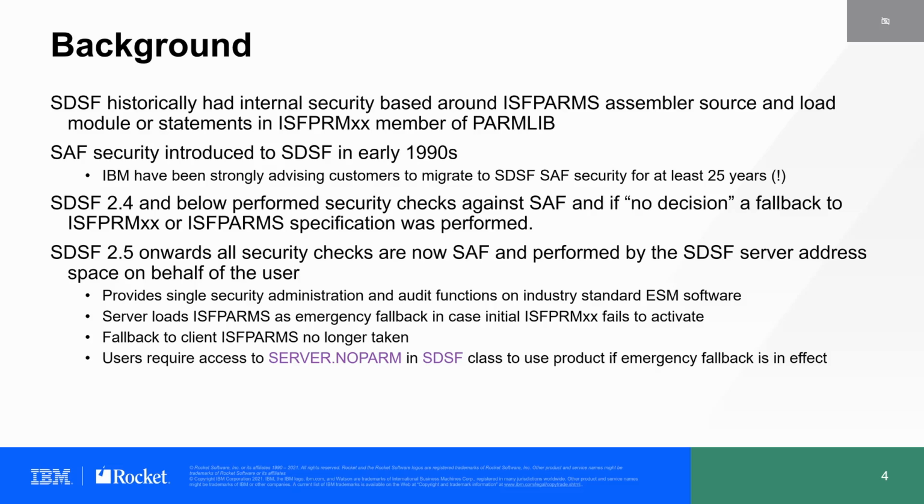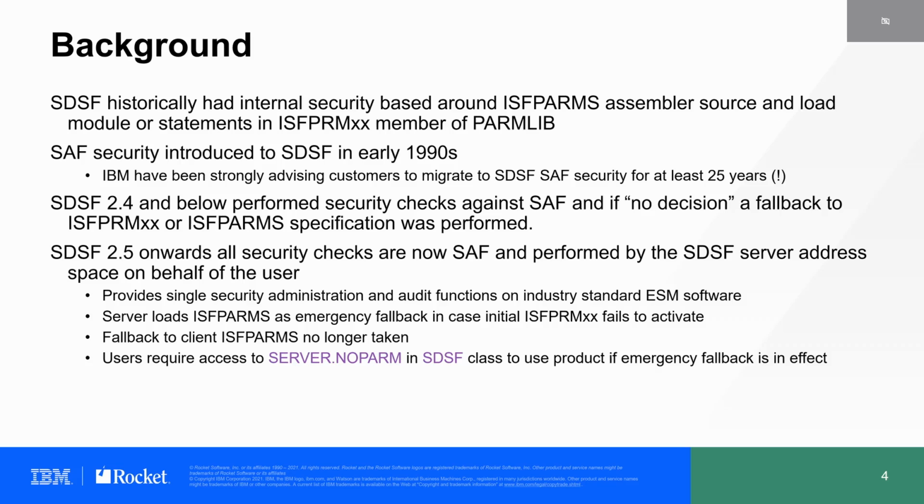and if we get a no decision back from SAF, which means that SAF could not make a decision for some reason, we would fall back to what you specified in either your ISFPRM-XX PARMLIB member or your old ISFPARMS load module. But in 2.5 onwards, we now only do security checks via SAF. And these security checks are actually done by code in the SDSF server address space on behalf of the user.